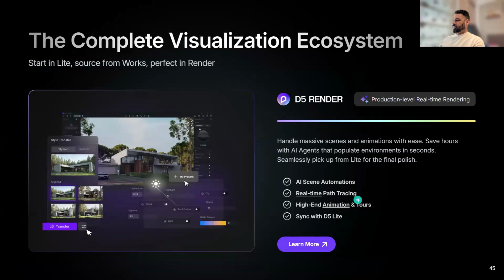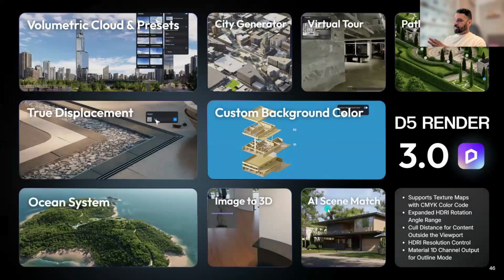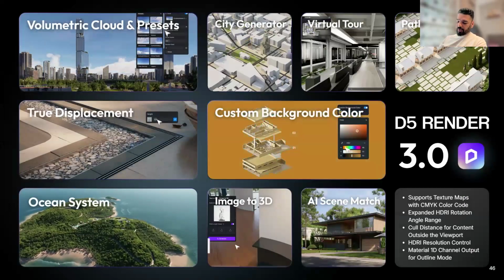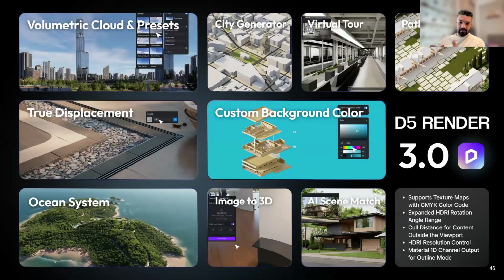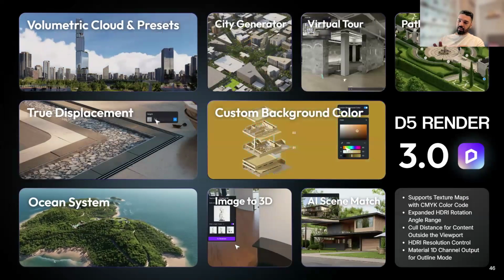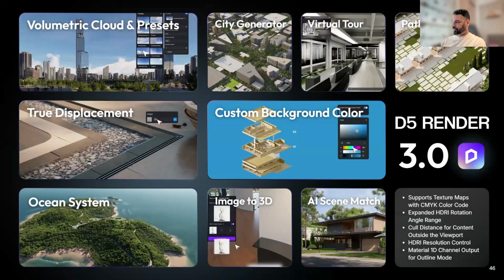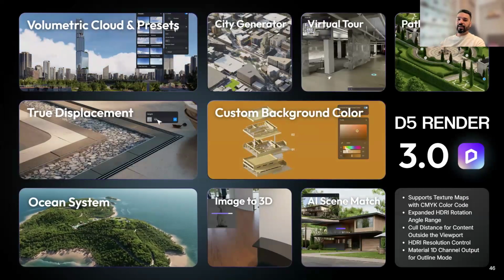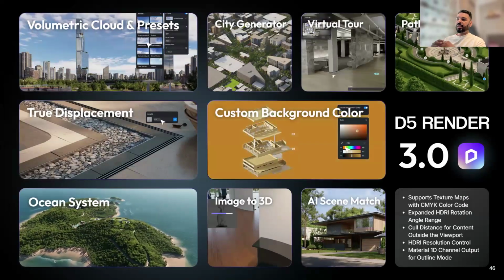All right. Just a brief about D5 Render software. All the modeling which we do in 3ds Max, SketchUp, Revit, Blender, whatever software we use for the modeling, we do the landscaping, texturing, rendering, everything in D5. This is D5 Render 3.0. These are the latest features which D5 Render has covered.